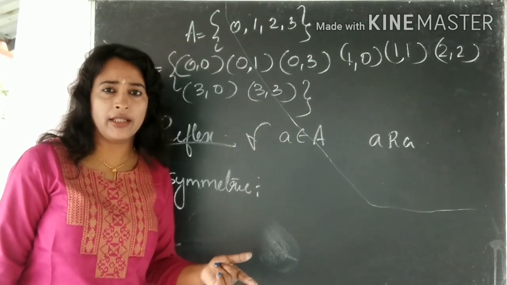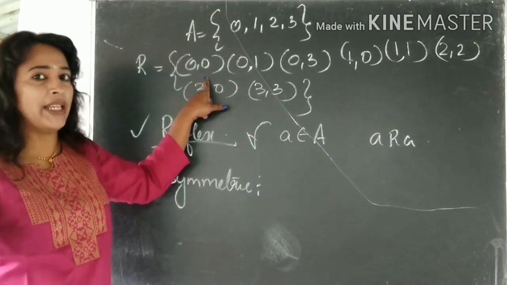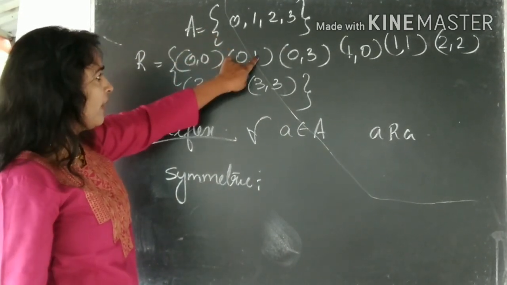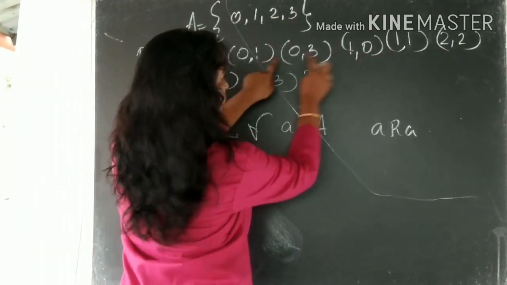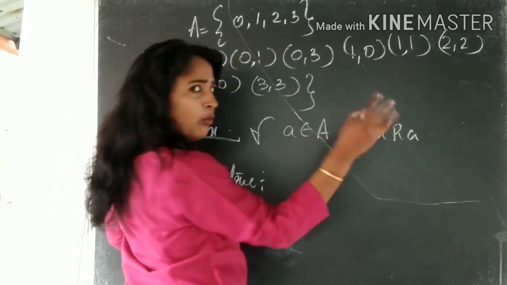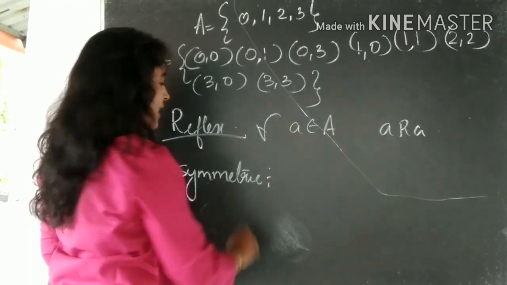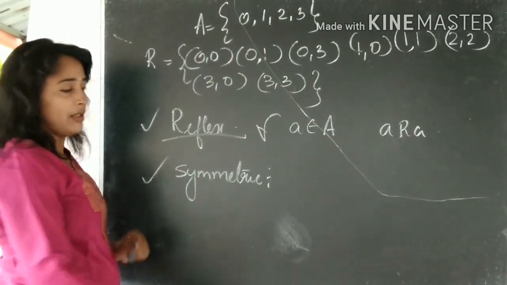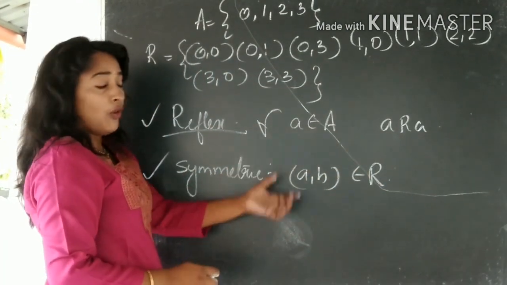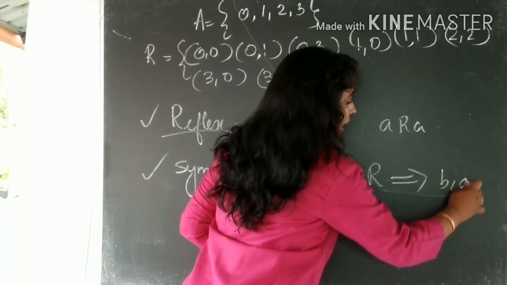There you have to check if the presence of (a, b) implies (b, a). (0, 0), then the reverse (0, 0). (0, 1), then (1, 0), yeah, (1, 0). (0, 3), then (3, 0), yes, (3, 0). Then (1, 1), (1, 1). (2, 2), it's (2, 2). (3, 3), it's (3, 3). So you can say that it is symmetric, because whatever (a, b) is present in the relation, it implies the presence of (b, a).